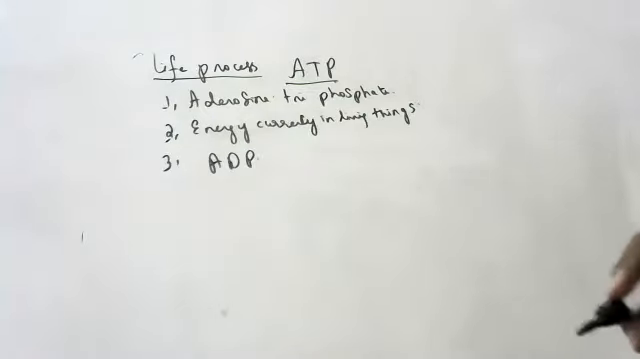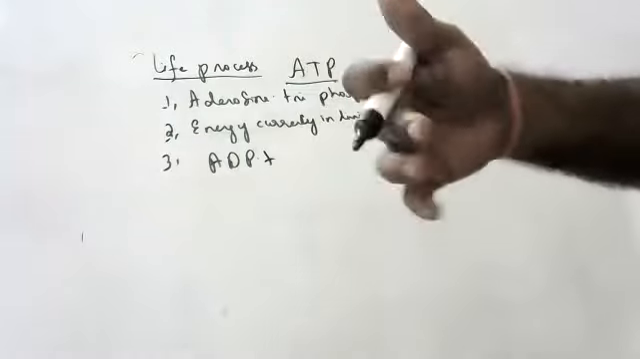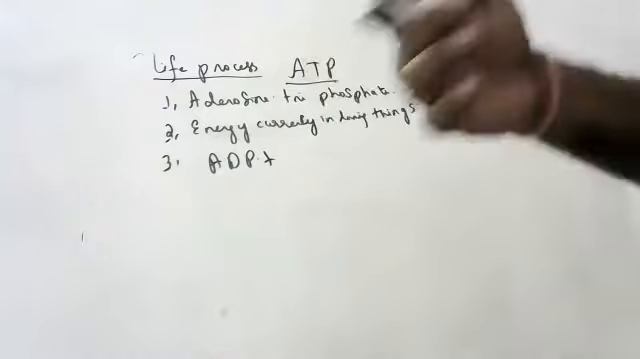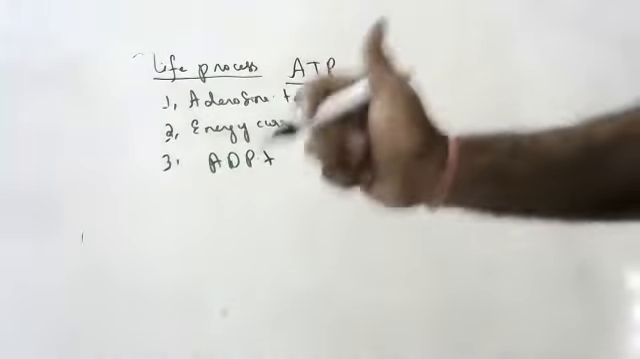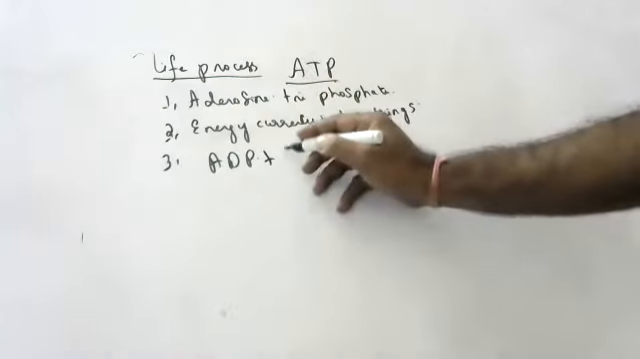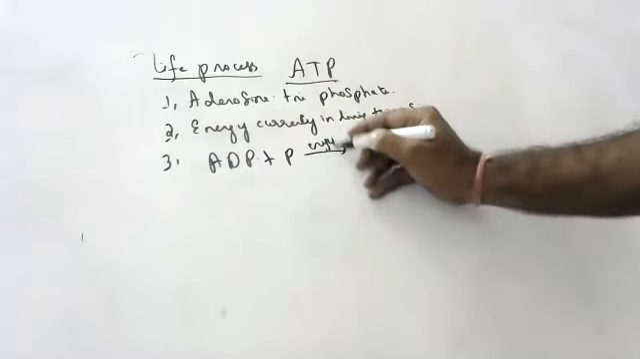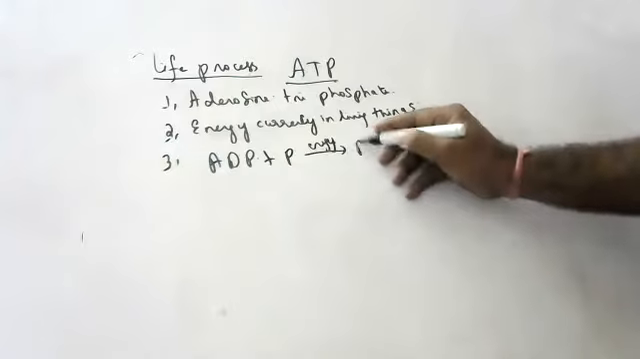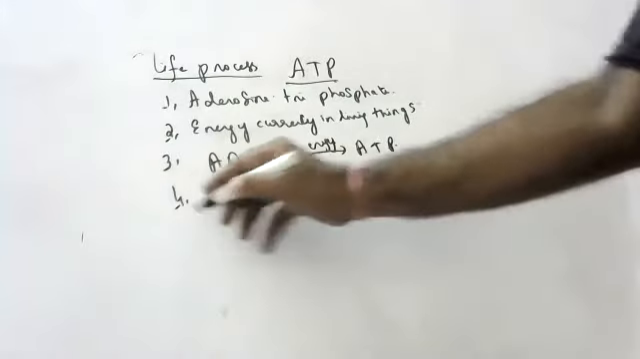What happens? The energy which is released when we respire is used to make one ATP molecule. How? To the ADP molecule, we will add one phosphate. Whatever energy we prepare during respiration, one phosphate will add to ADP and you will get ATP. Okay, children?